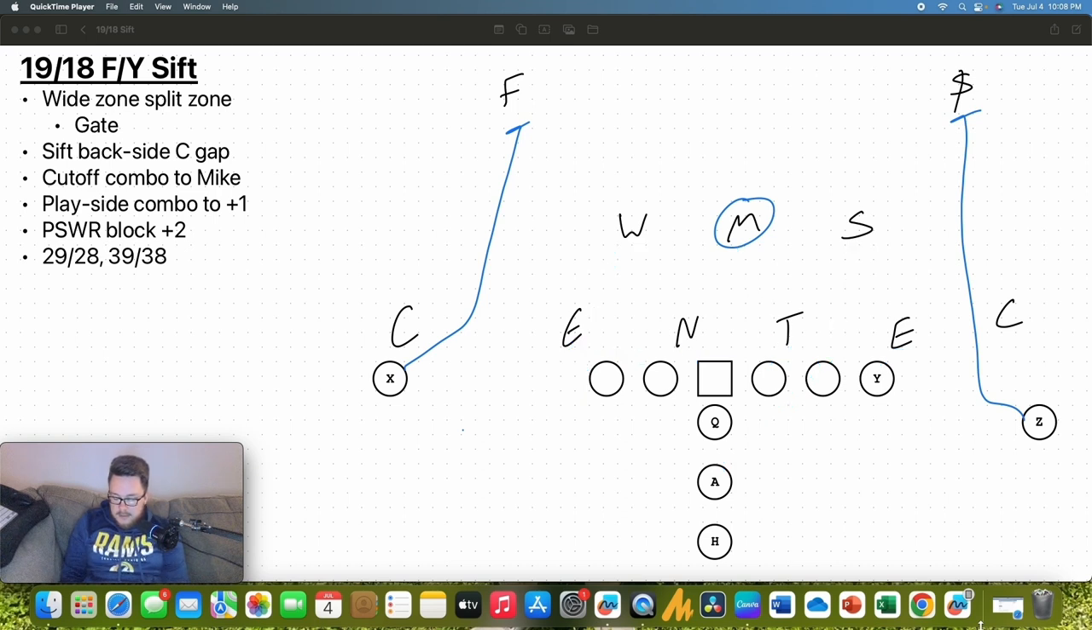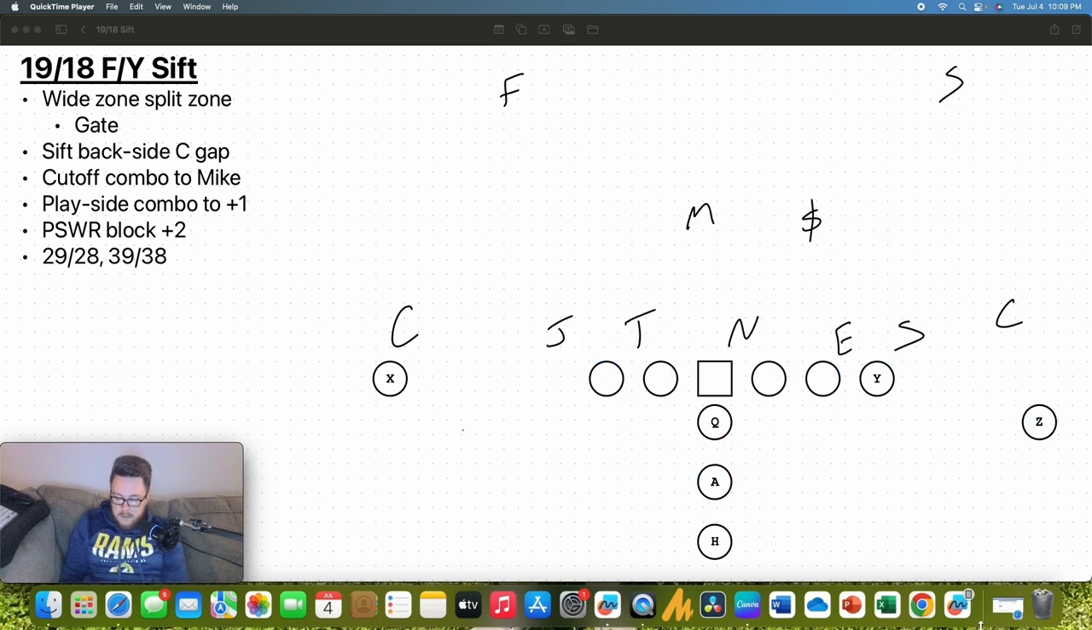All right, 18 F sift here. We would have a triple to the plus one. Guard has the three. Have an A call to the mic. Backside tackle has the minus one in the box. F sift would have the backside end running to the right, booting out by the quarterback.